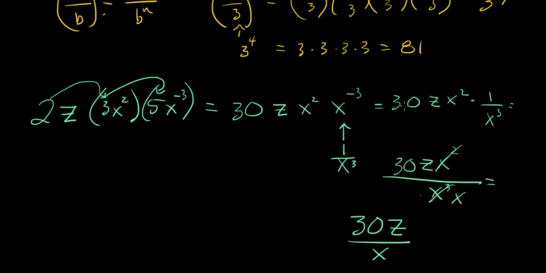And that would be 30z x to the negative 1 power. But I don't want a negative exponent. That's not simplified. When I have a negative exponent, then I'm in the wrong place. So I still have more work to do. So 30z over x.